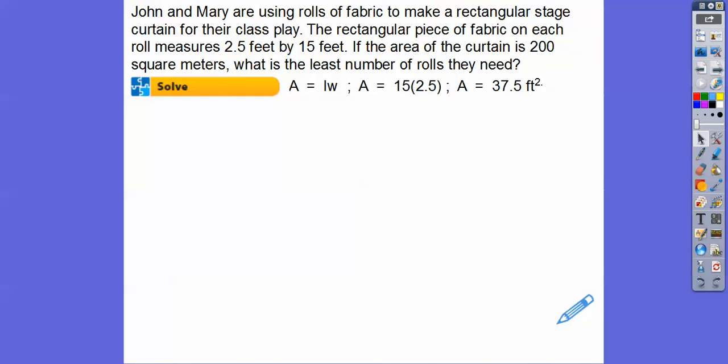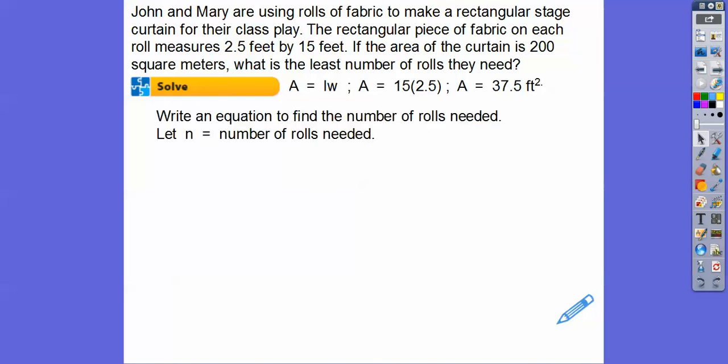Okay, so we want to know how many rolls we're going to need to get to that 200. So write an equation to find the number of rolls needed, and we'll let n equal the number of rolls needed. Well, if each roll is this much, and we need this much, what we're going to do is divide this number into this number. So n equals this divided by this. When we do that, I'm going to show you how they're getting a fraction. I put it as a fraction so that we can get our mixed number.